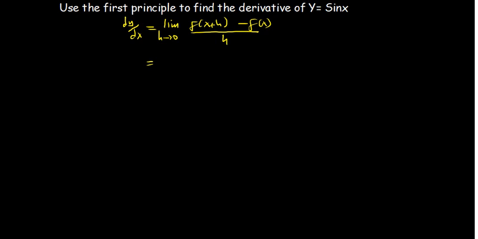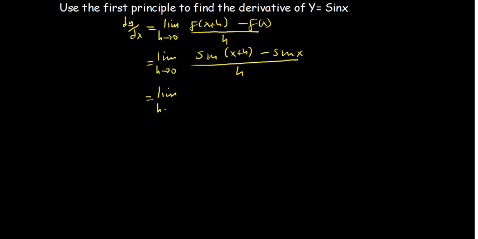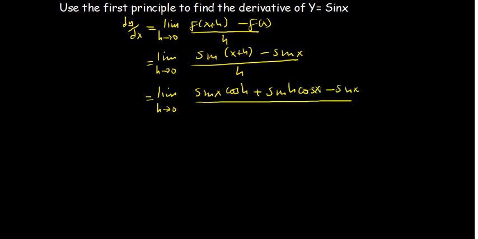And so this is going to give us the limit as h approaches 0 of sine. Now in sine where there is x, we are going to put x plus h, minus sine of x divided by h. Now we know that sine of x plus h is a double angle, and we can expand that using the double angle formula. So that is going to be sine of x cosine of h plus sine of h cosine of x, and then minus sine of x, divided by h.